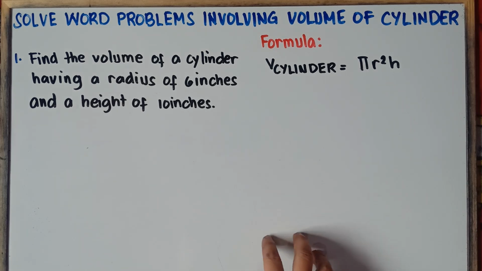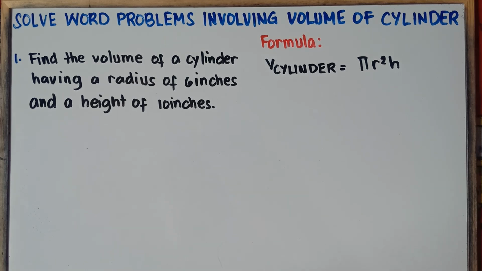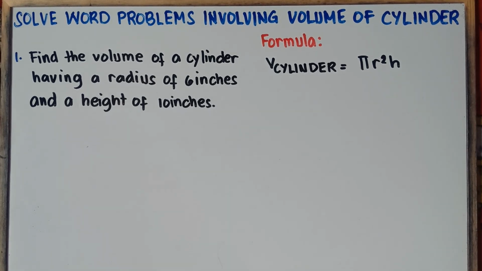And I will give you another example, class, word problems for you to really understand the volume of a cylinder. So let's start with example number 1. Find the volume of a cylinder having a radius of 6 inches and a height of 10 inches. Once again, class, if you're dealing with problem solving, you need to understand the problem. Once you understand the problem, you can write down the given or you can illustrate.